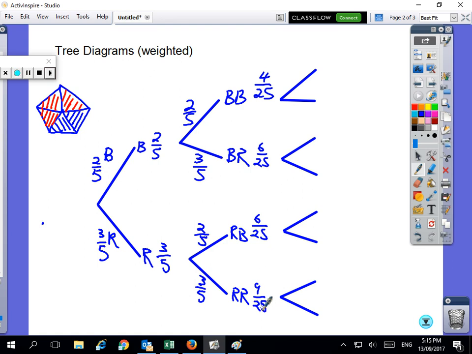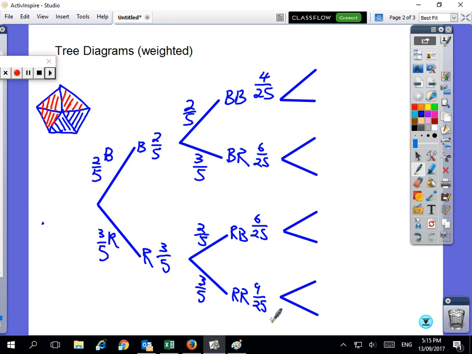Again, this should add up to one whole. 4 plus 6 makes 10. 10 plus 6 makes 16. 16 plus 9, 25 out of 25. We know that's one whole. It's one whole, so it must be correct.